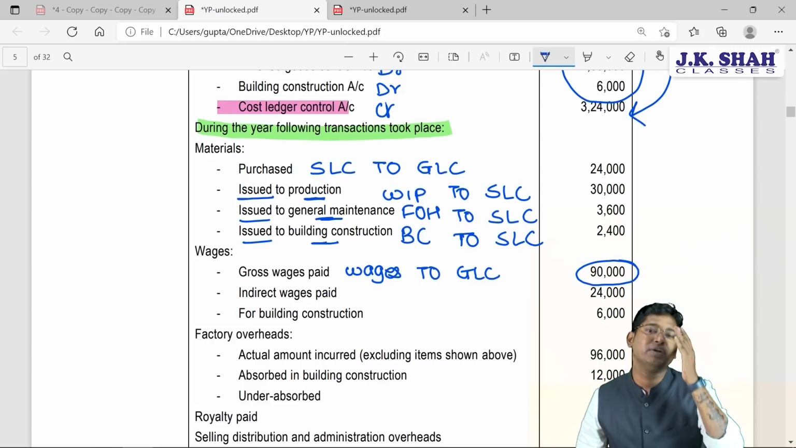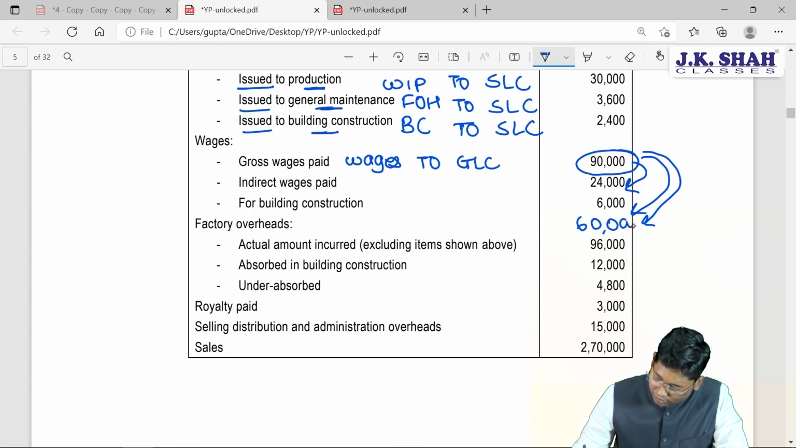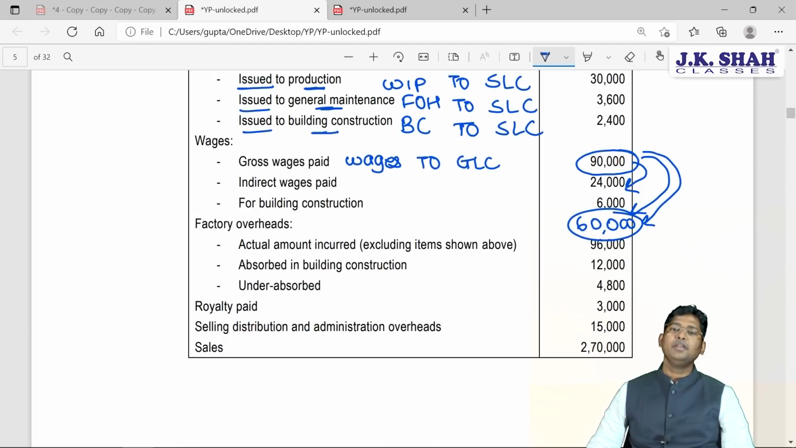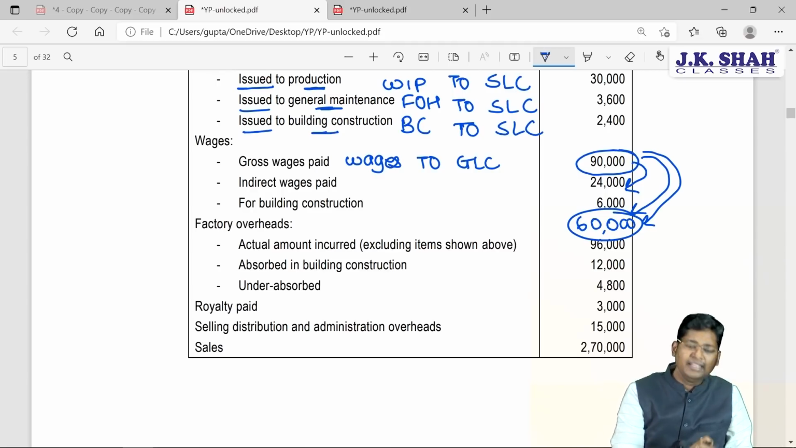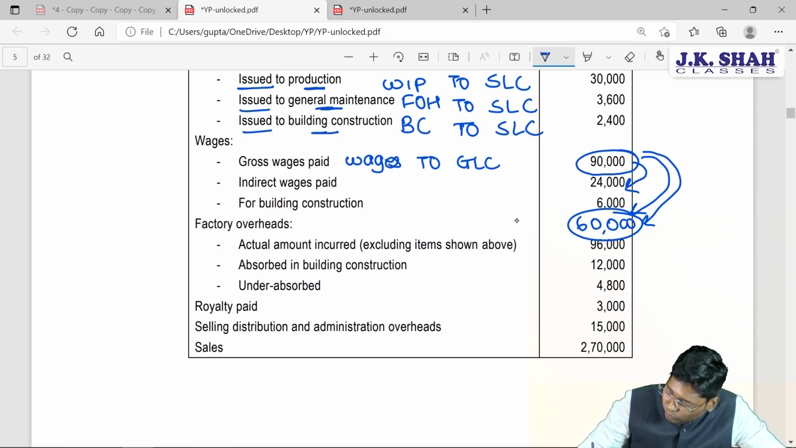But guys, there is one hidden adjustment. Out of this 90,000, 24,000 is indirect wages, 6,000 is your wages paid for building construction. There are further 60,000 rupees which are not mentioned anywhere in the question. Sir, how you computed those 60,000 rupees? What is the total amount of wages paid? 90,000. Out of 90,000 rupees, 24,000 first I deducted towards indirect wages. Then I deducted 6,000 towards my building construction wages. That means 60,000 is your direct wages amount.